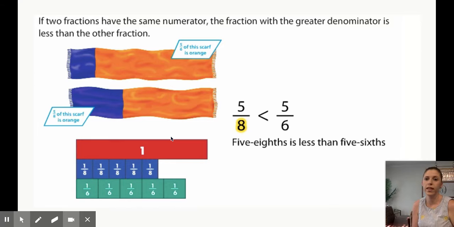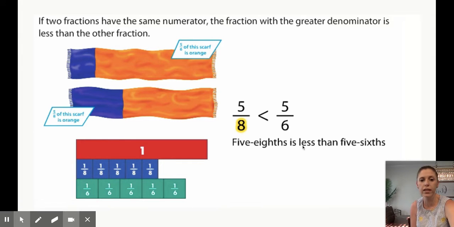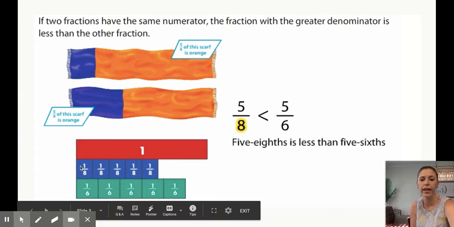So let's take a look at a few examples. If two fractions have the same numerator, the fraction with the greater denominator is less than the other fraction. Once again, if two fractions have the same numerator, the fraction with the greater denominator is less than the other fraction. If we take a look at this fraction strip, I can see that we had 5/8 represented here, and then we have 5/6. So I'm comparing 5/8 to 5/6, and I can see that 5/8 is less than 5/6.